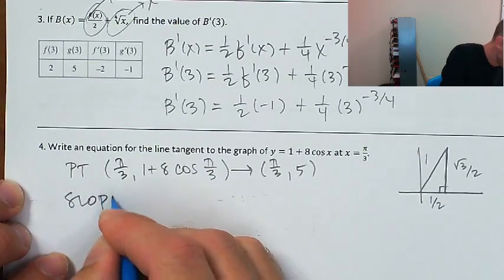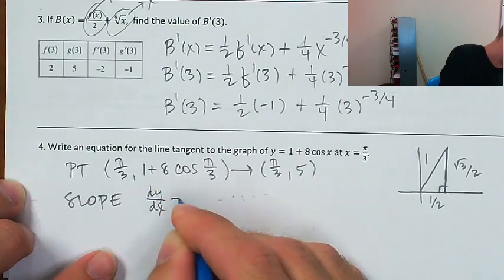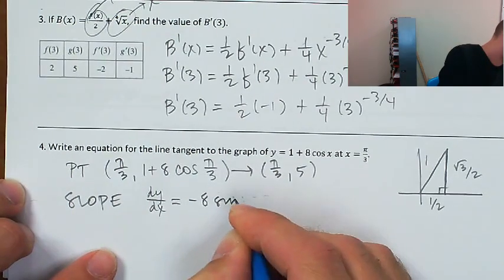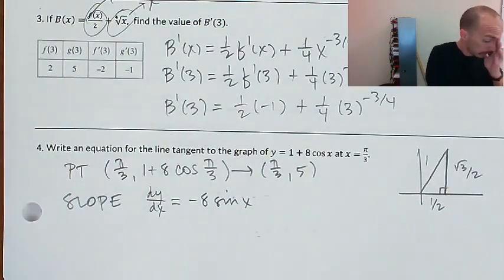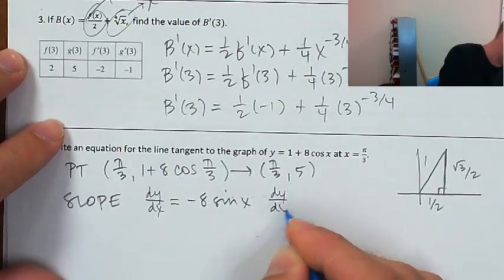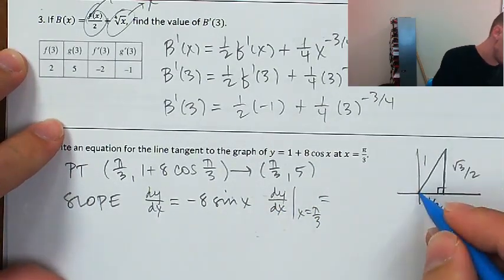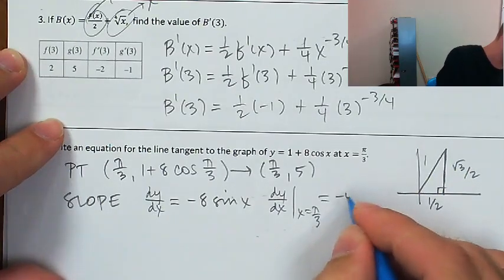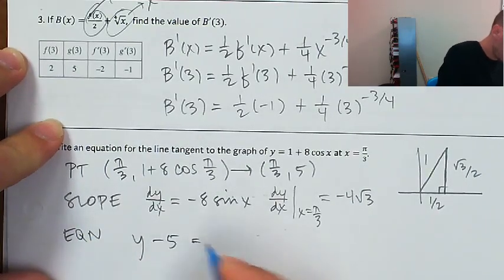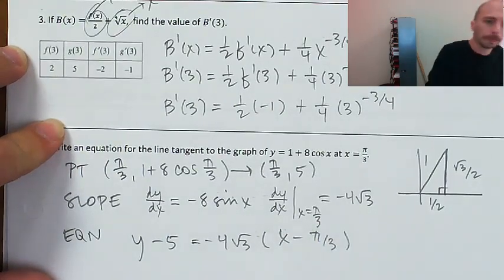Then the slope, I'm going to need to take the derivative, so the derivative of y is equal to 0 minus 8 sine x. All right, and then when I actually plug in x equals pi over 3, I'm going to have negative 8 times opposite over hypotenuse, √3 over 2, so that'll be negative 4 square root 3. And so then I can write the equation, and it'll be y minus the y coordinate is equal to the slope multiplied by x minus the x coordinate.